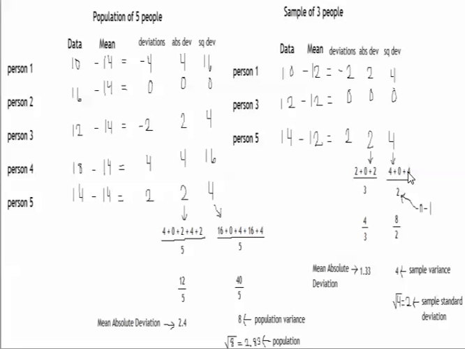The top adds up to 8. 4 plus 0 plus 4 is 8. Divided by 2 is 4. This is called the sample variance, which is just the variance of our sample. And just like before, you go one step further and take the square root of the variance, and you get your standard deviation. Square root of 4 is 2, so that's our sample standard deviation.